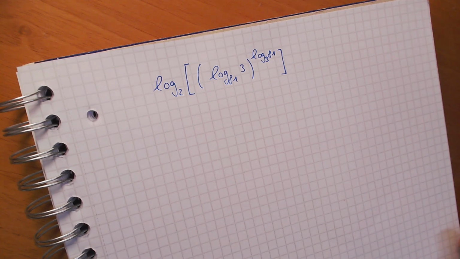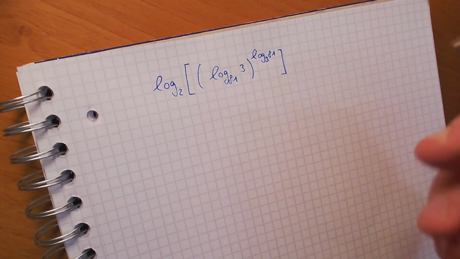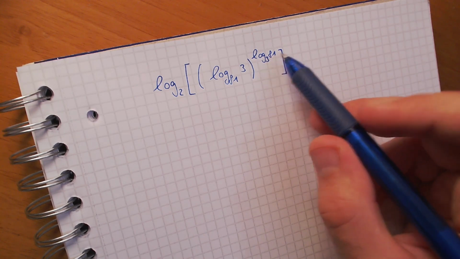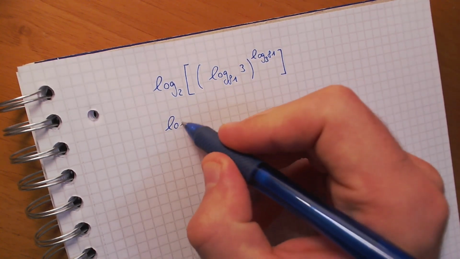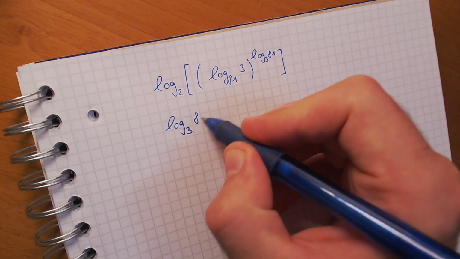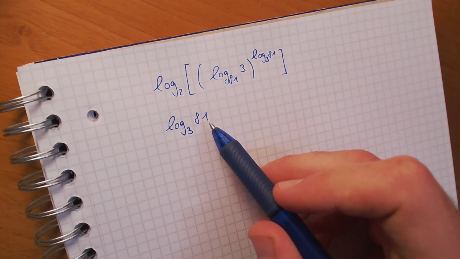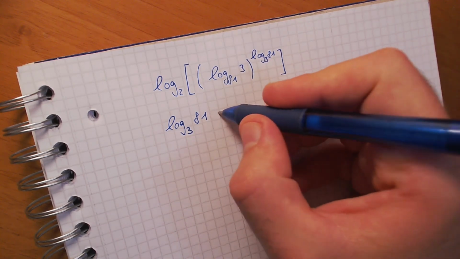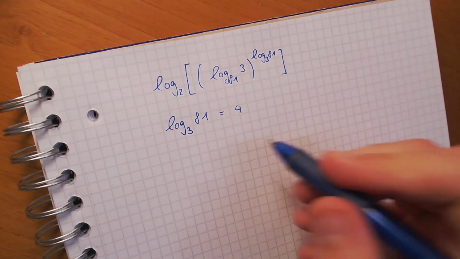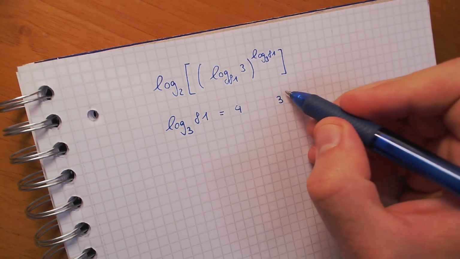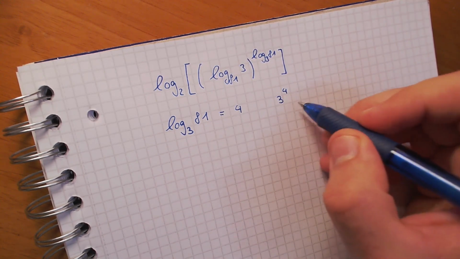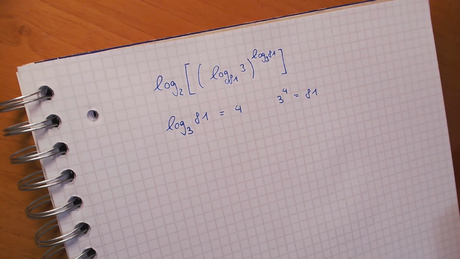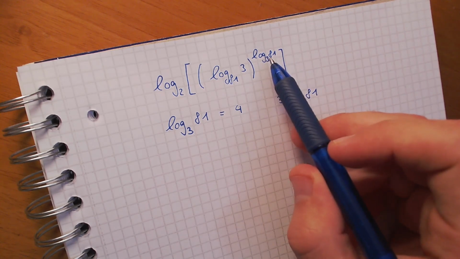So here I think we have first of all to find the value of this logarithm here. So the value of log of 81, and the base here is 3. This one is 4 because we have that 3 raised to the power of 4 is 81. So this is the first value. So this exponent is 4.